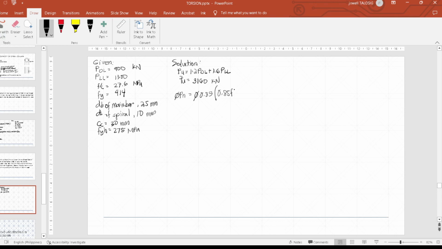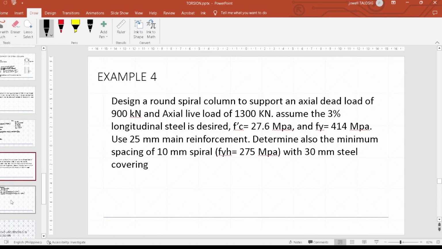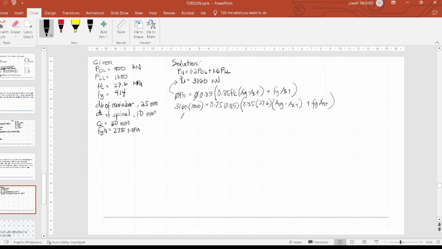Okay, and then our phi Pn, which is equal to the formula phi times 0.85, quantity 0.85 f'c, quantity Ag minus Ast, quantity plus fy Ast. Okay? So your phi Pn here is equal to the Pu. Okay? So that is 3160. So you multiply natin ng 1,000 to make it in Newton. Okay? Because the right side has the units of Newton and millimeter. Okay? So our reduction factor is 0.75 as you can see here. So you will have this formula, no?